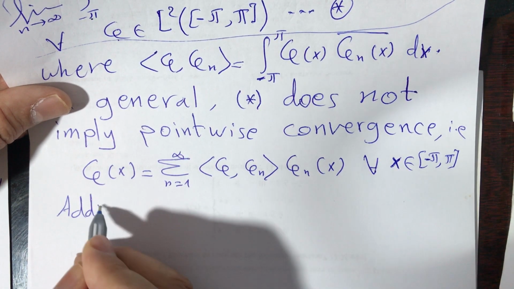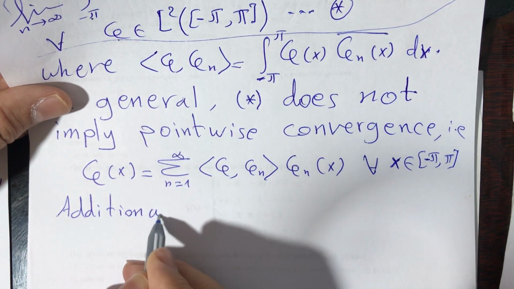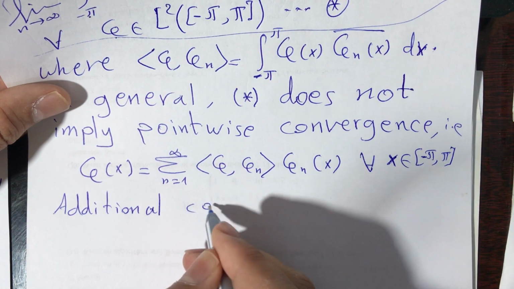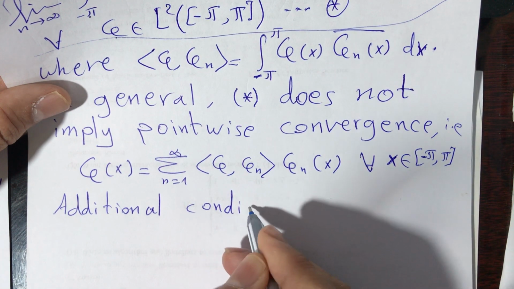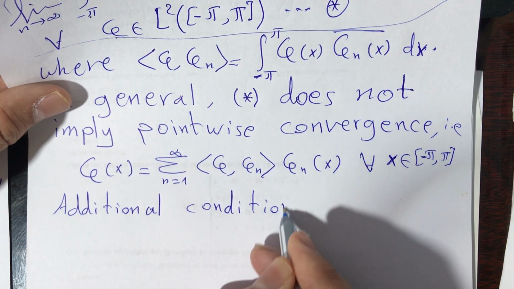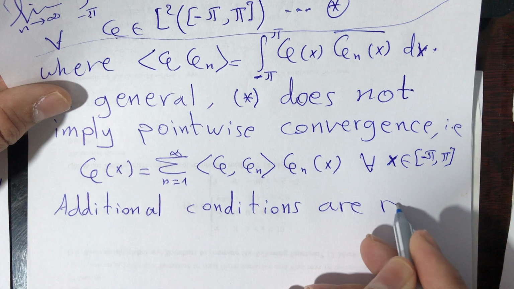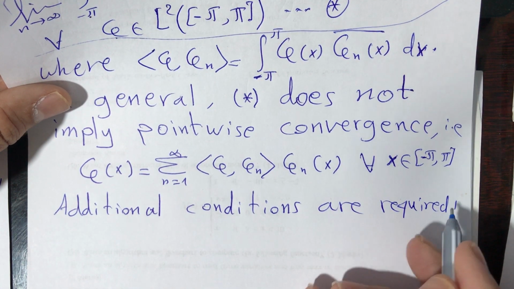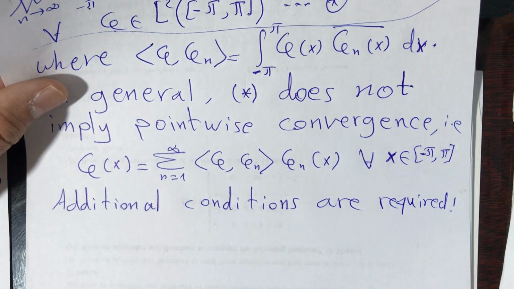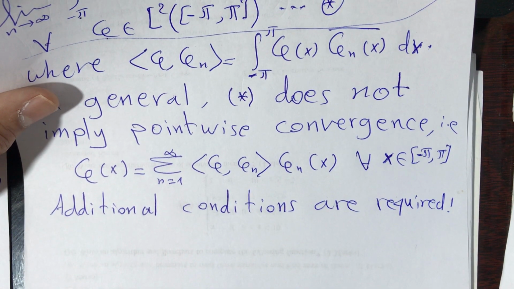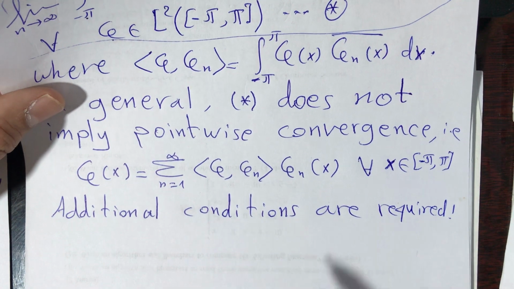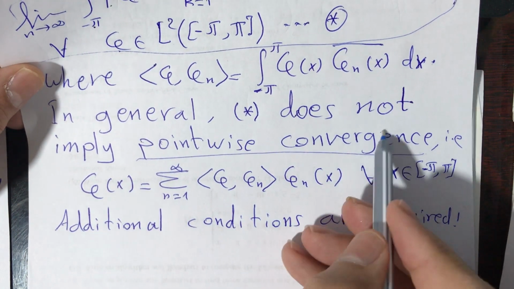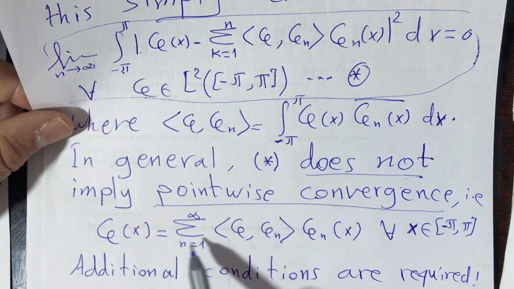Additional conditions are required. We need additional conditions to get this pointwise convergence. This equality doesn't imply it.